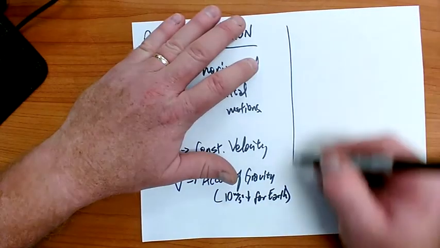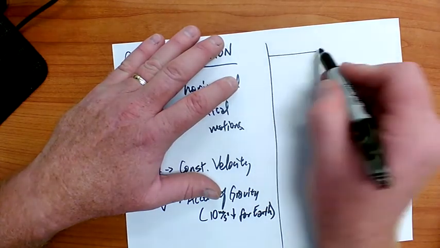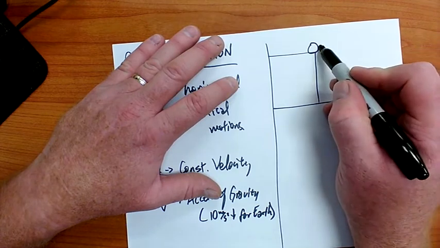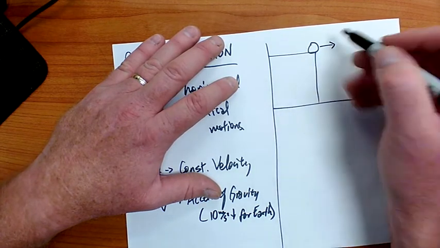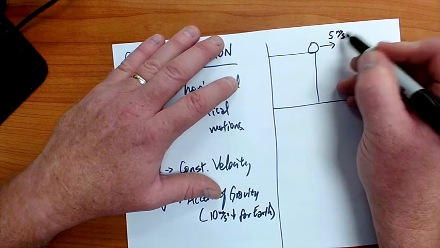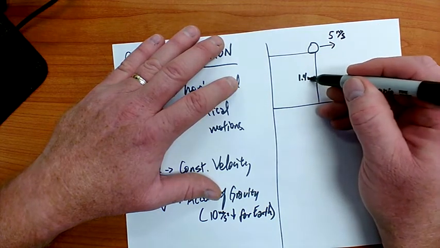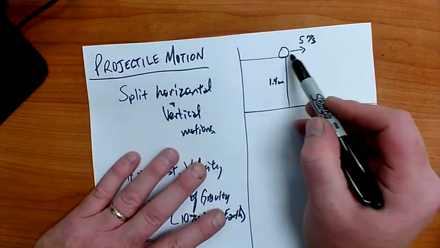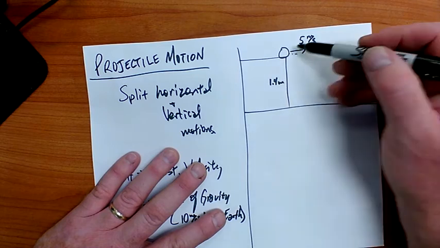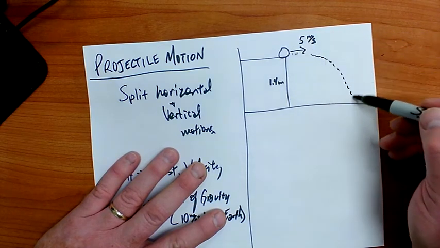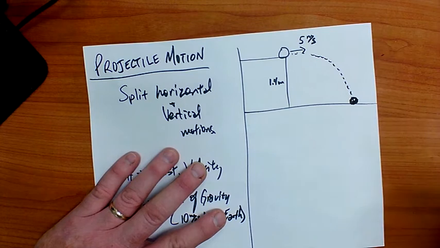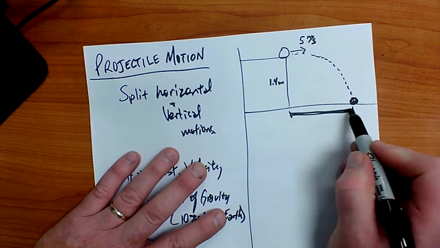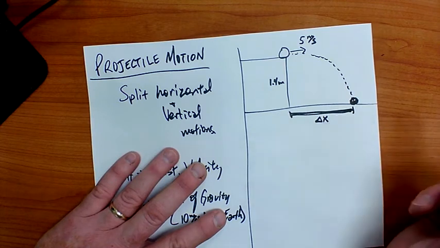So if I have a problem, let's say I've got a table here, and I have a ball, and it's rolling across the table. It's going to roll off the edge of the table at 5 meters per second, and the table is 1.4 meters tall. Well, when it leaves the table, it's going to start following a parabolic trajectory. It's going to hit the ground somewhere over here, right? I would like to know how far from the edge of the table it hits. I'm going to call this delta x.